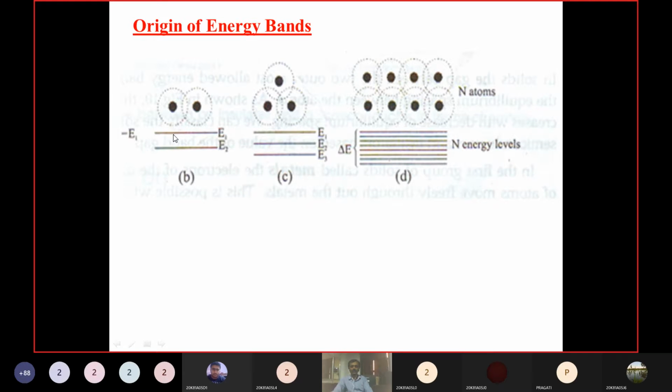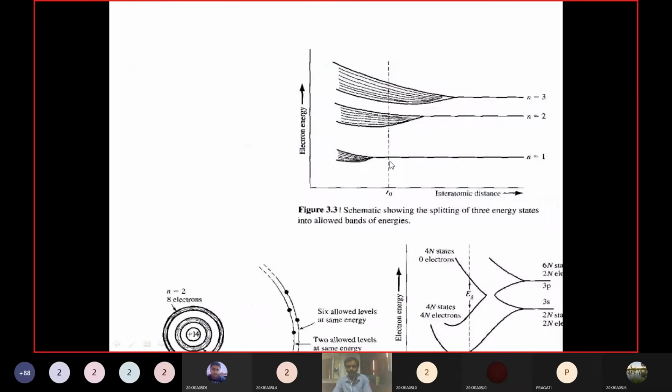Depending on their energy state, those electrons combinedly form energy states. Suppose two outermost electrons are there, their energies will be E1 and E2, like that. Suppose three electrons are there, their energy state is like that. Suppose n atoms are there, so many free electrons are there. Those free electrons combinedly form a band of energy. If you take n equal to 1, that is the inner shell.